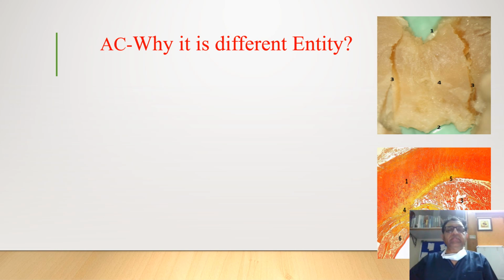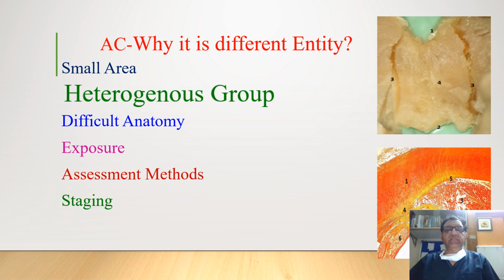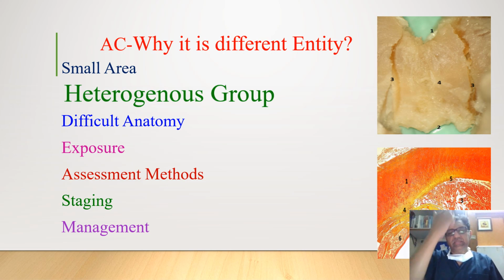Why is the anterior commissure different from the rest of the lesions in the larynx? Because the anterior commissure is a small area. It is a heterogeneous group, with difficult anatomy and difficult exposure. Assessment methods are different. Staging is also different for anterior commissure cancer because of the presentation of these lesions.